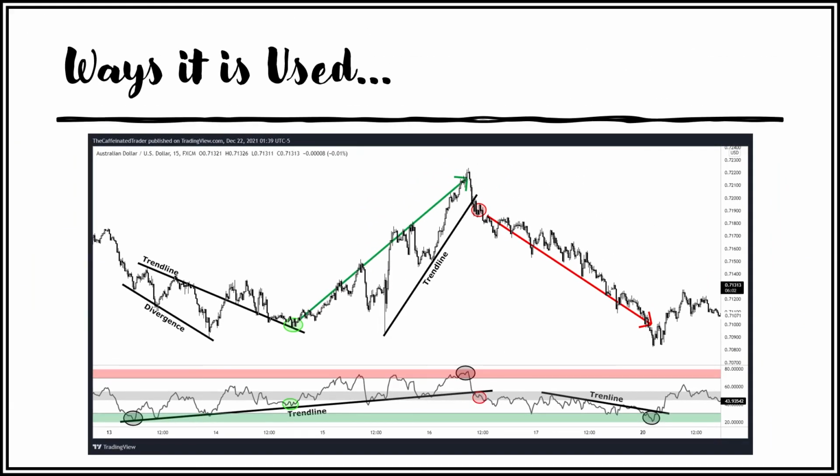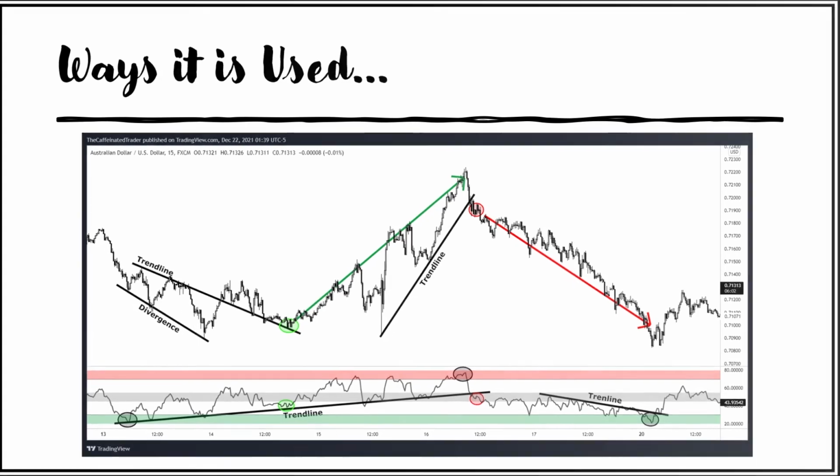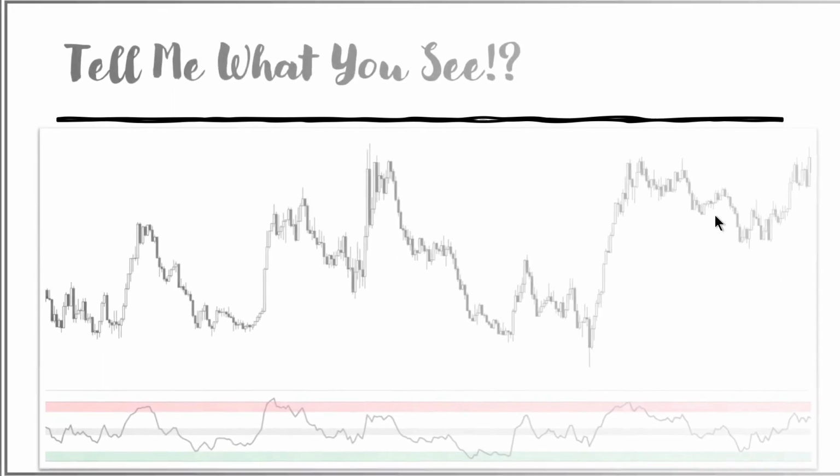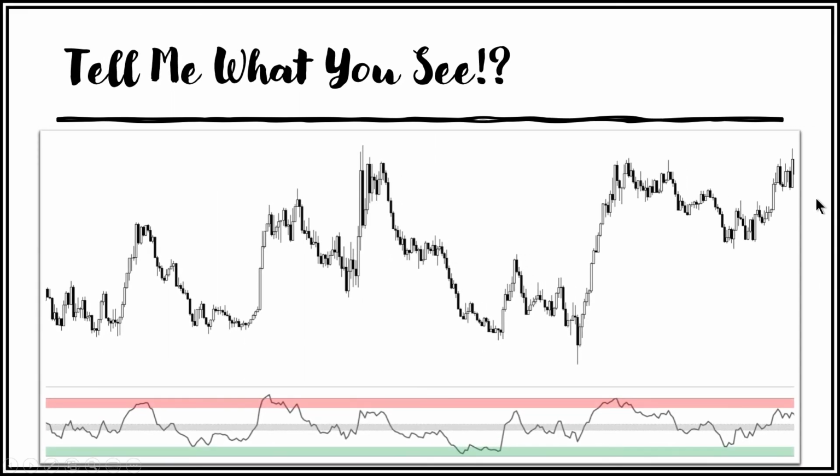All right, so that pretty much sums up all the ways that we can use the RSI. So let's throw up a blank chart and see quickly what you can find. All right, so tell me what you see here. I'll give you a minute. Pause the video if you need to. Find all the things we discussed in this picture here.